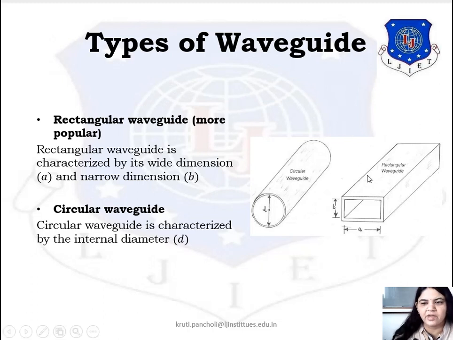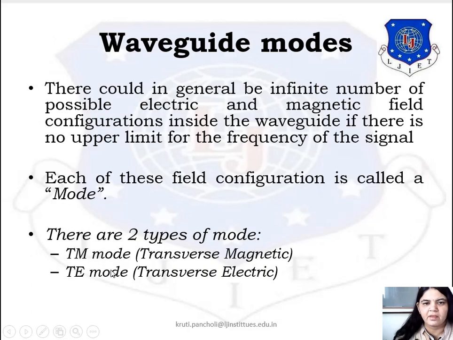These are the two waveguides, the rectangular waveguide and the circular waveguide. The rectangular waveguide, as I said, is more popular. The rectangular waveguide is characterized by its wide dimension A and a narrow dimension B. The circular waveguide is characterized by the internal diameter D. So these are the two different waveguides.